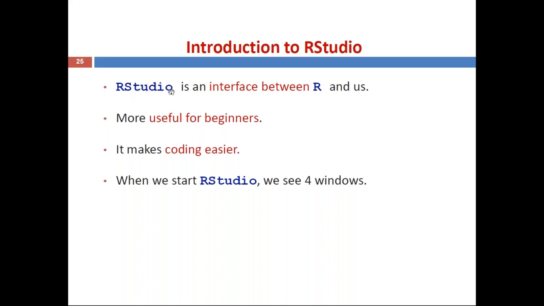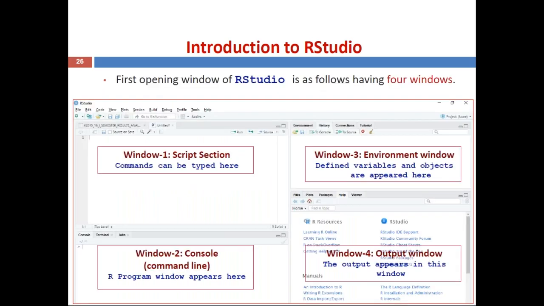Here R Studio is an interface between R and us, where us means programmers, users, clients. Like an operating system is an interface between the system and users, R Studio is also an interface between our environment and us. It is very useful for beginners, and it makes coding easier. When we start R Studio, we see the 4 windows we discussed earlier.